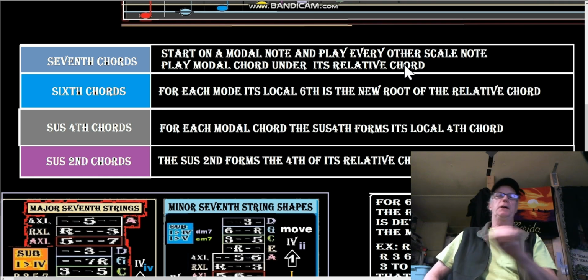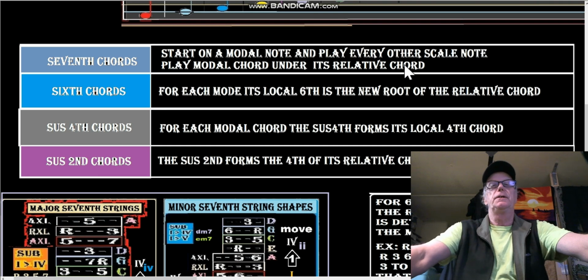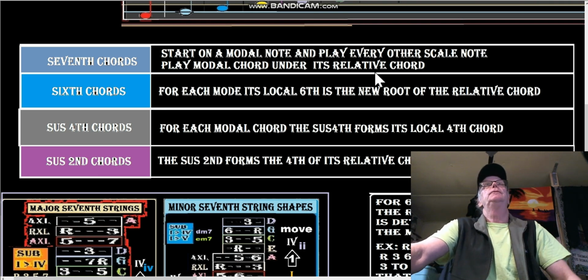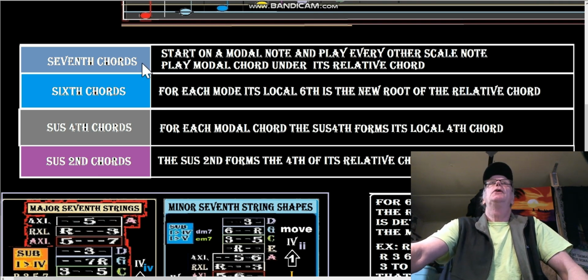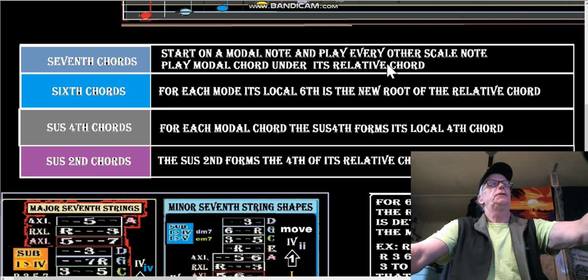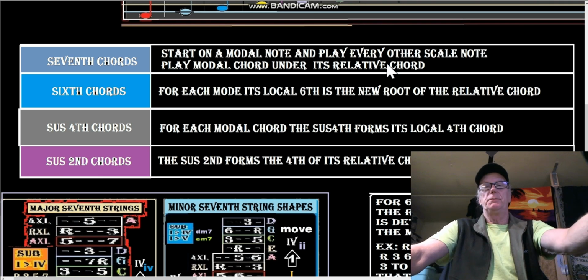So when I talk about the relative in this chart, I'm talking about whatever chord quality it is. So for seventh chords, play a modal chord under its relative chord. So Ionian's a modal chord. The relative under it is A minor. D minor is a modal chord.